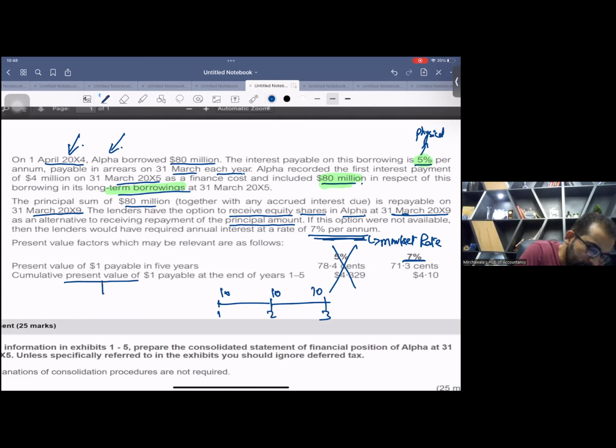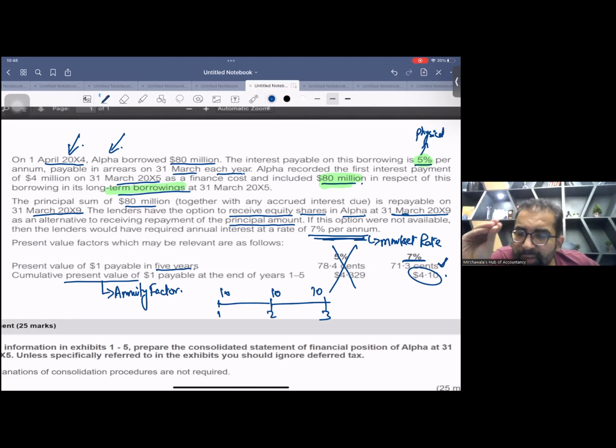Cumulative present value means this is the annuity factor. Look here, this is the annuity factor. And this is just the discount factor, the present value of $1 in 5 years' time. This is the discount factor and this is the annuity factor. As there will be 5 same interest payments, you have to apply the annuity factor for interest.